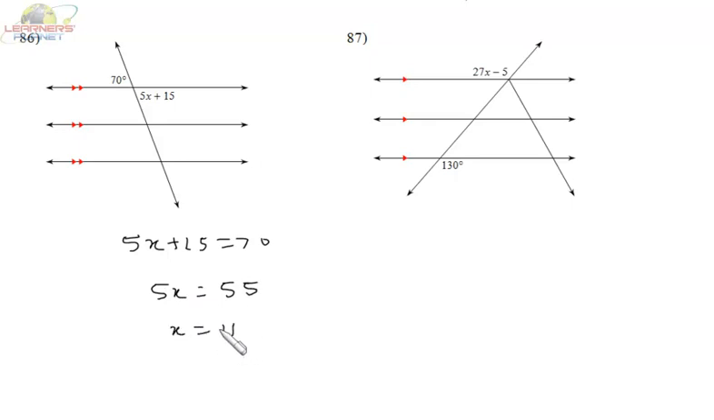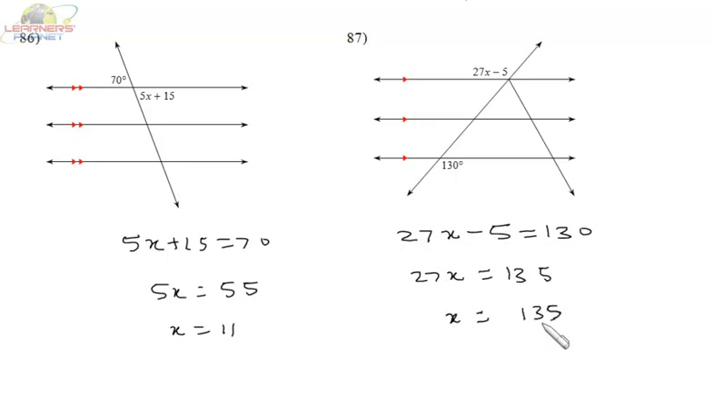Okay. Here, this and this, both of them are lying on the opposite side of this transversal. So they will be alternate exterior angles and they will be equal. So 27x minus 5 is 130. So 27x is 135. So x is equal to 135 by 27, or we can say 27 fives are 135.